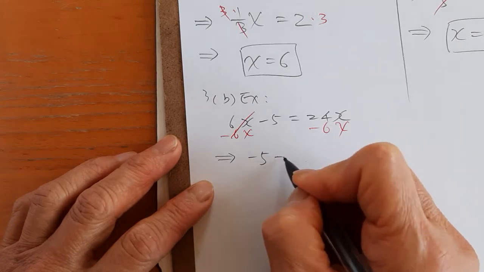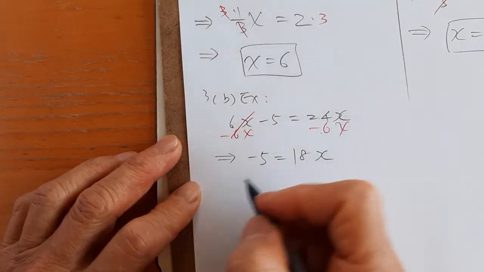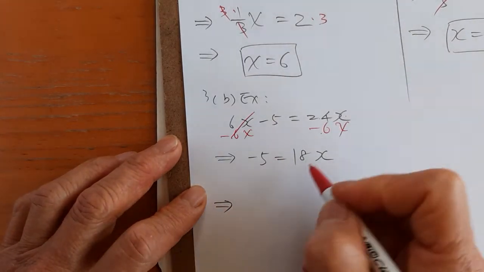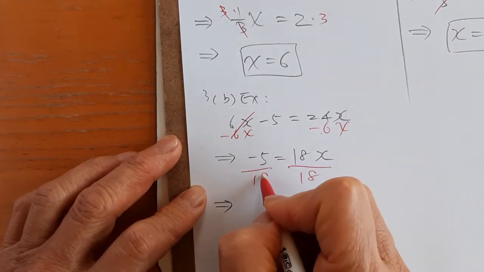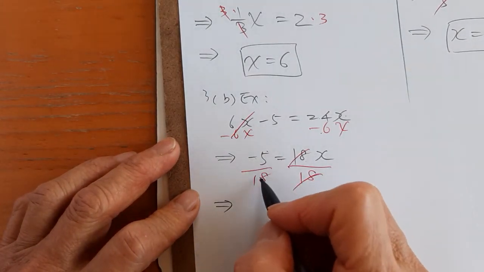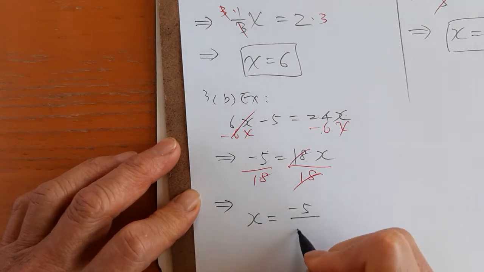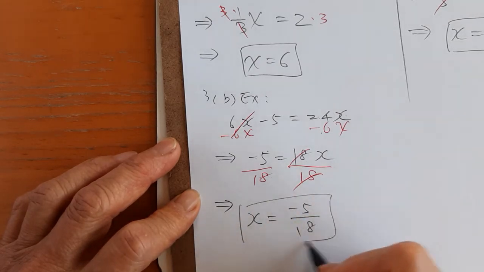So get negative 5 equals 24x minus 6x, which is 18x. Then isolate x. So we divide by 18 on both sides. This 18 cancels. So you get x equals negative 5 over 18. Put down x equals negative 5 over 18.